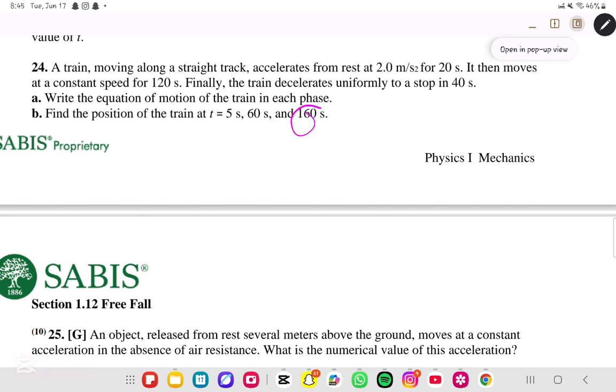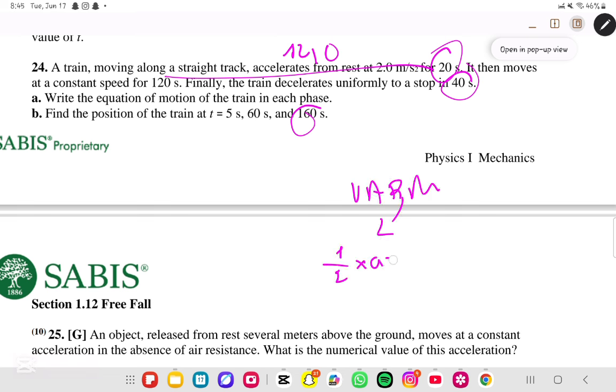Now 160 seconds. For sure, 160 seconds is greater than this time period. Now pay attention, you need to add. This is 20 seconds. It then moves for 120 seconds. So now the total time is 20 plus 120, which is 140. Still 160 is greater than that. That means it is in the third phase of time. So again, this is UARM. UARM is 1 over 2 times acceleration times time squared plus velocity initial times time plus x initial, right?